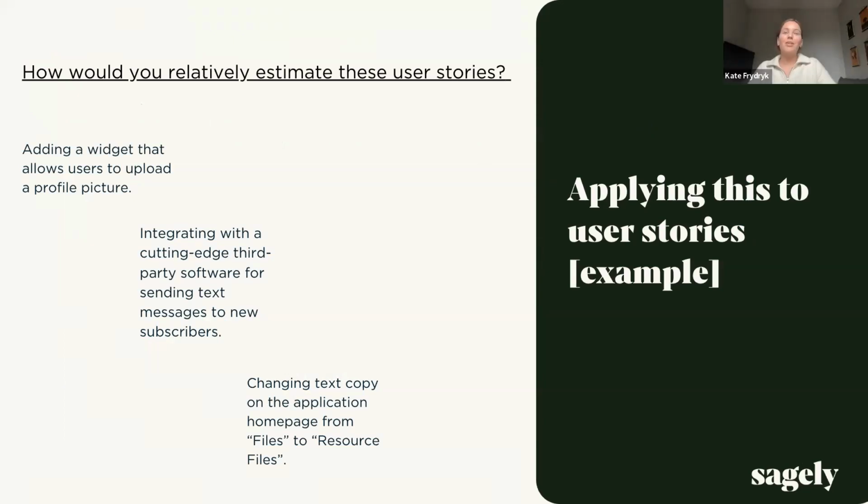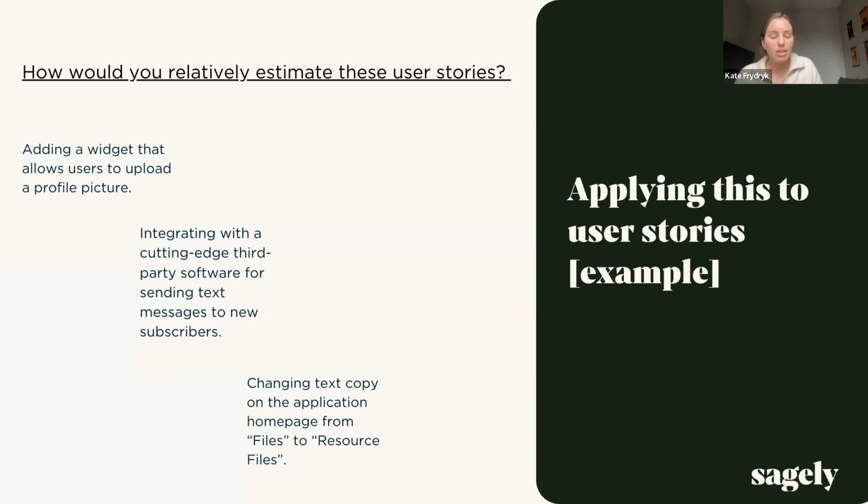Okay, cool. Let's go through a couple of examples. So we have 3 different user stories here. These aren't titled as user stories, but think about these as work to do. The first work to do is adding a widget that allows users to upload a profile picture. The second one is integrating with a cutting edge third-party software for sending text messages to new subscribers. And then the last is changing text copy on the application homepage from files to resource files.